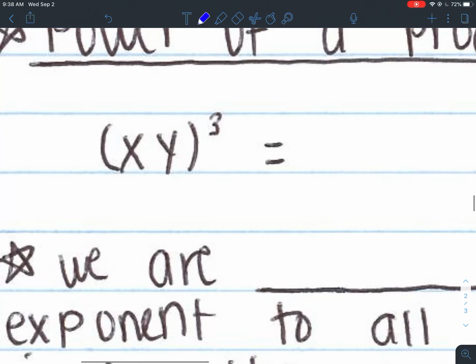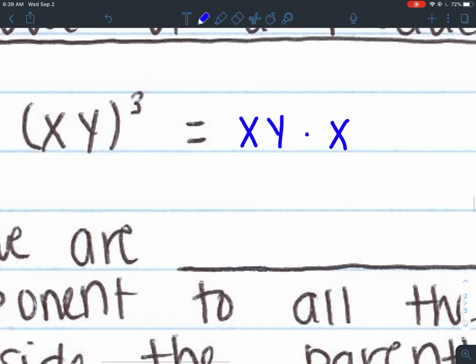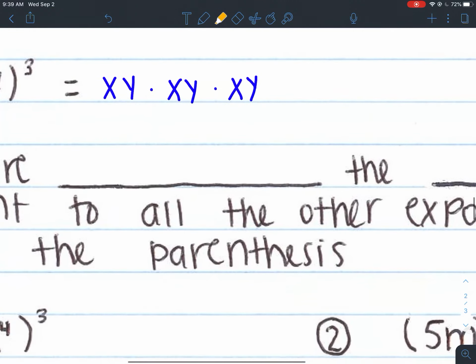Okay, (xy) to the 3rd power. So x times y, to the 3rd power. Now remember, x and y are being multiplied. We just don't write that multiplication sign. So it's saying that it has x times y 3 times. So let's expand that out. We have xy times xy times xy. Okay? So I have x times y times x times y times x times y.